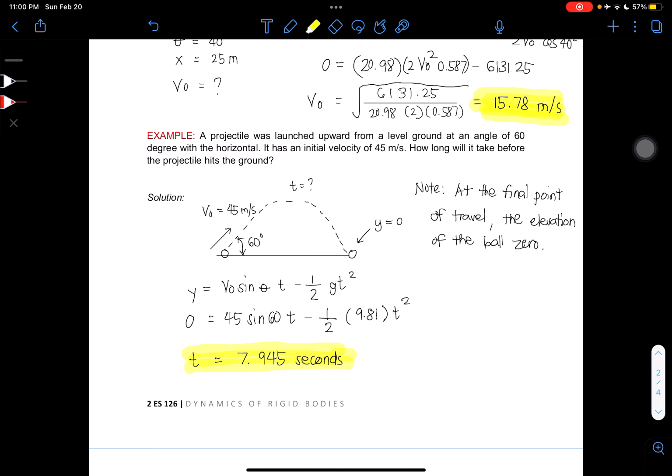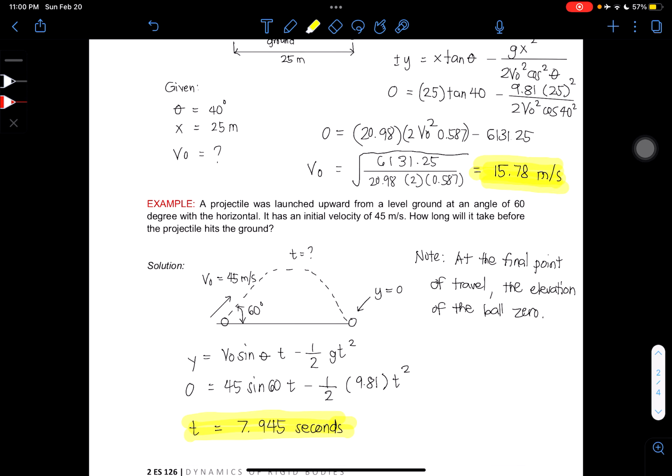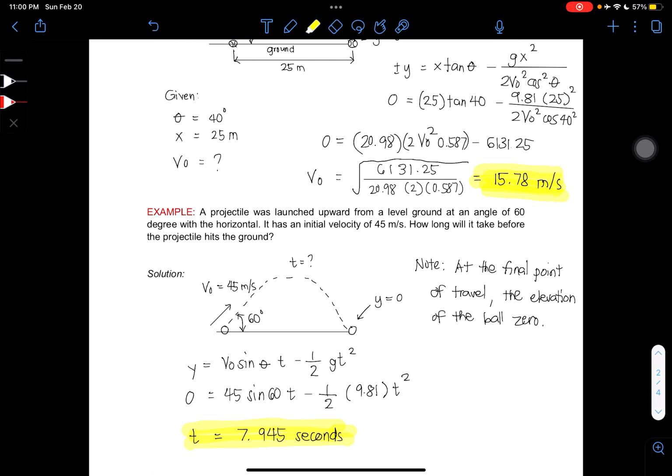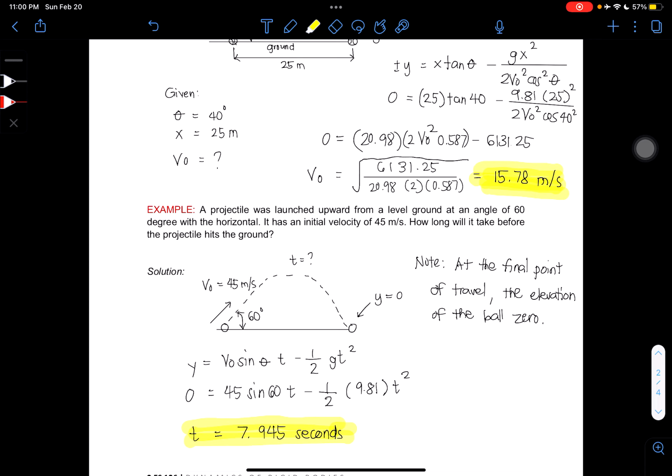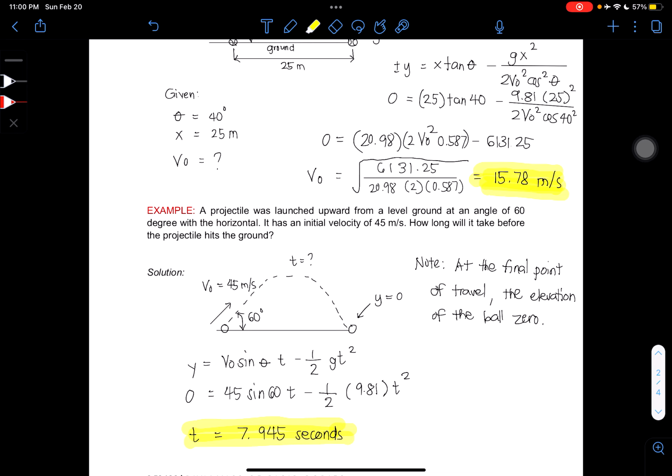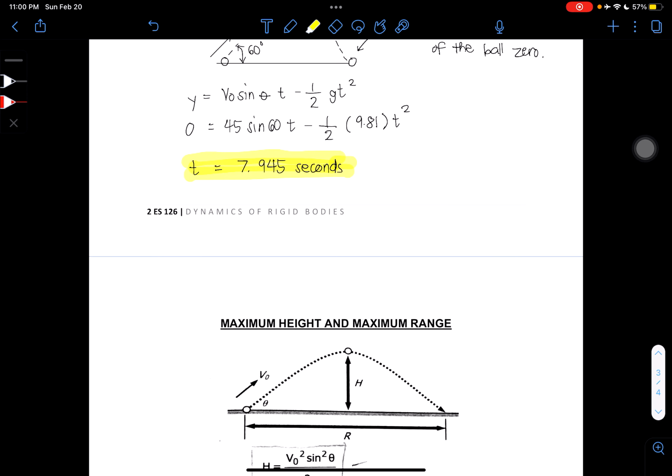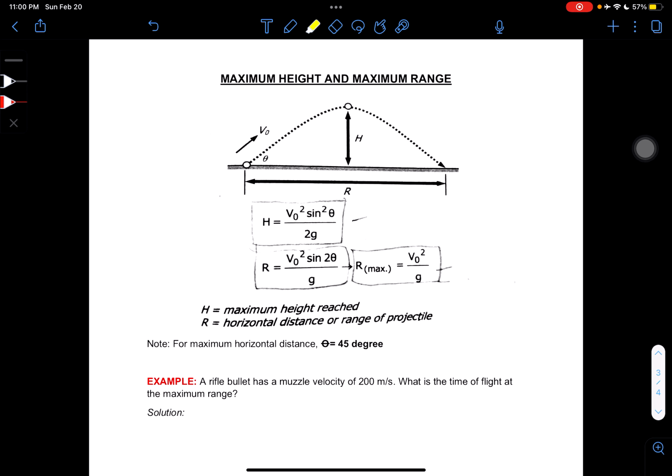So very easy, no, since formula based tanan. So we need to understand lang the problem para makabalo ta sa unsay given and pwede na nato ma-solve. So proceed ta for our next topic.